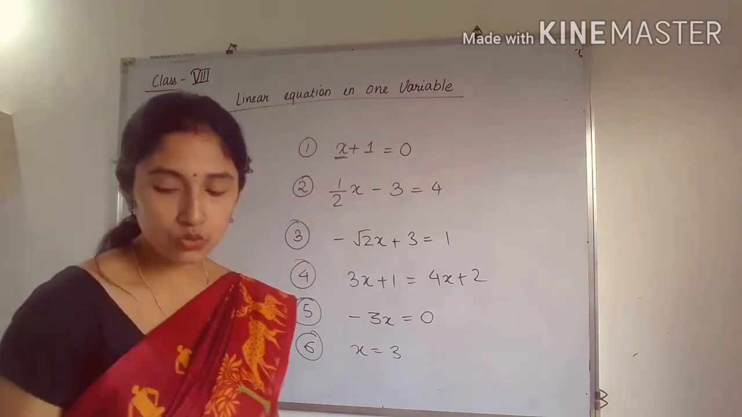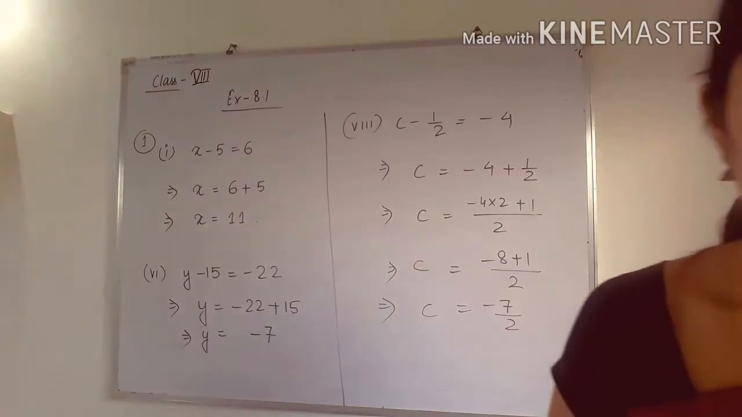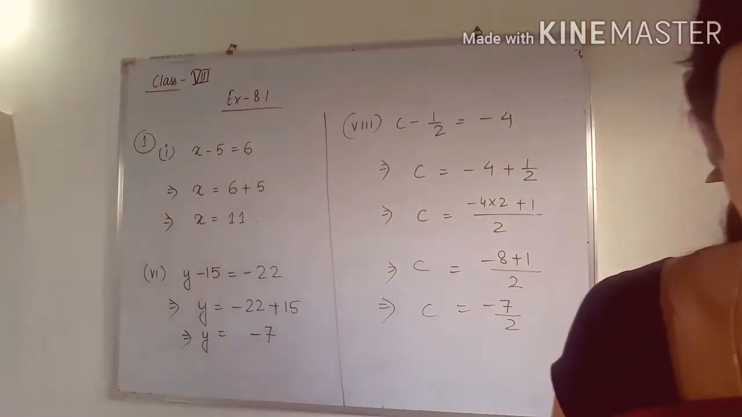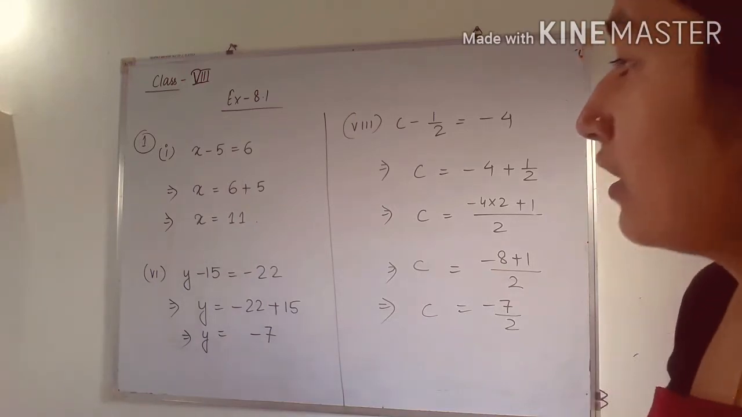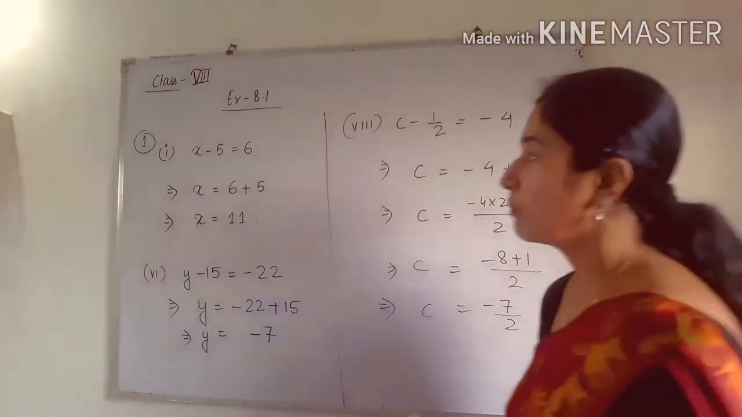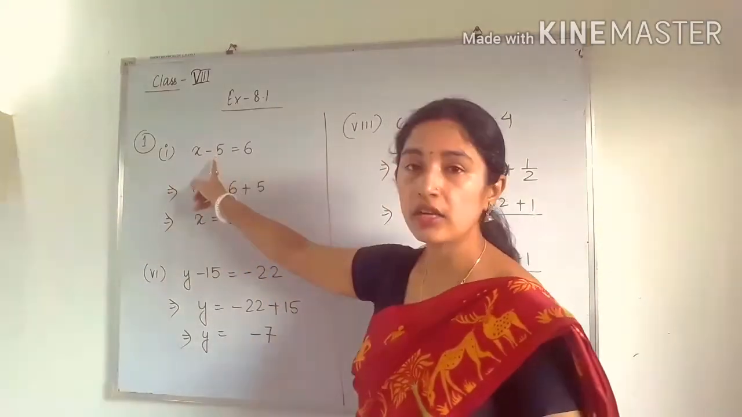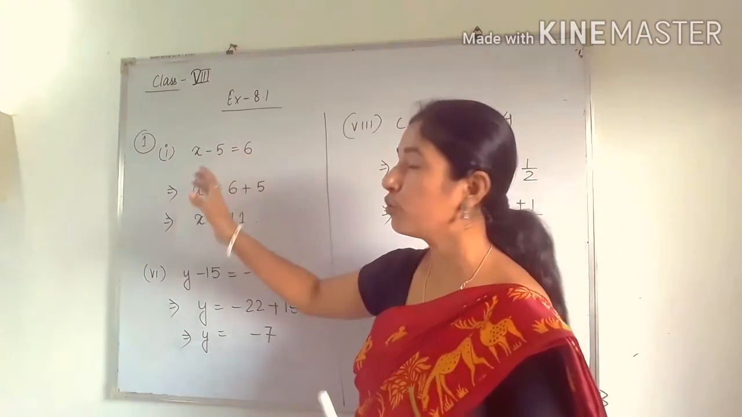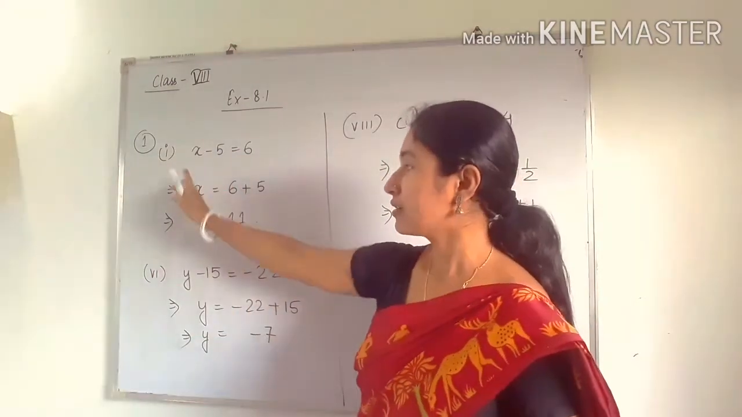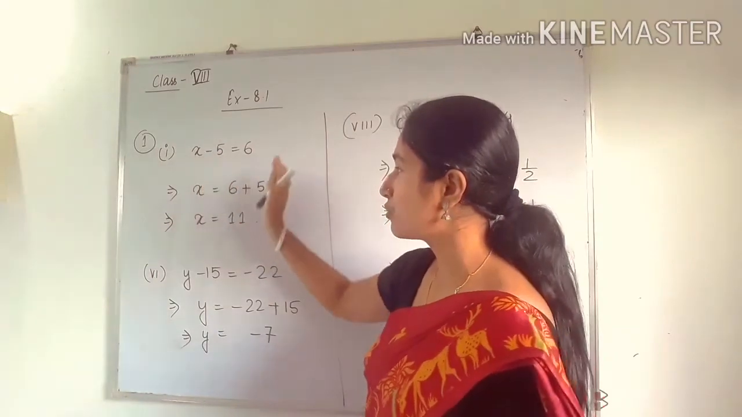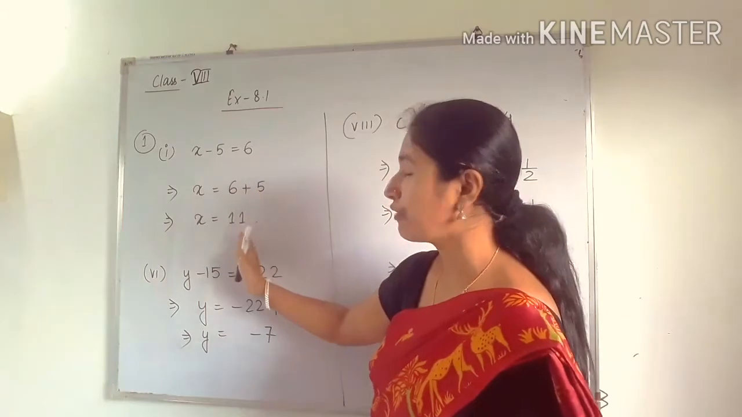Okay, so let us do some questions from exercise 8.1. See the questions from 8.1. Question number 1, here you have to solve for the unknown, that means we have to find the value of unknown. So in question number 1, here we have to find the value of x, so we have to transpose minus 5 to that side, and we have to keep the unknown in the left hand side alone, that means x. Okay, so when minus 5 is transposed to that side, then it will get added to 6, so 6 plus 5 will be 11.